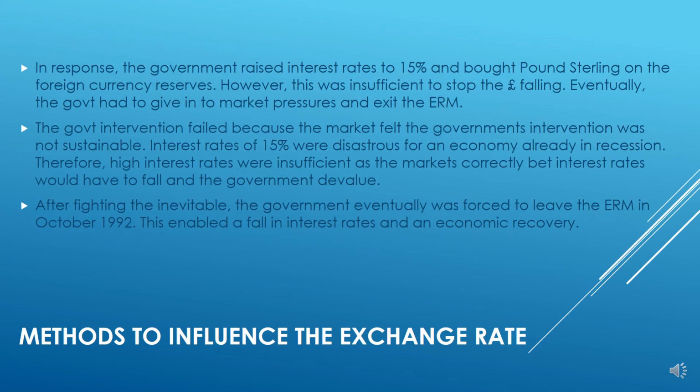So, in response, the government raised interest rates to 15% and bought pound sterling with the foreign currency reserves. However, this was insufficient to stop the pound falling. Eventually, the government had to give in to the market pressures and exit the exchange rate market. Now, the government intervention failed because the market felt the government's intervention was not sustainable. So interest rates of 15% were disastrous for an economy already in recession.